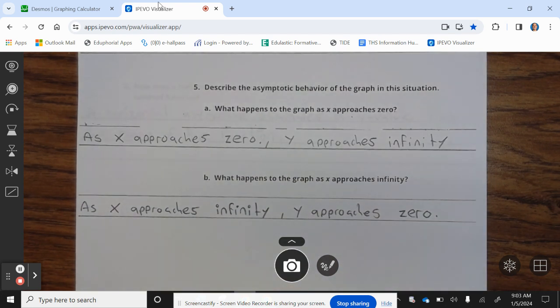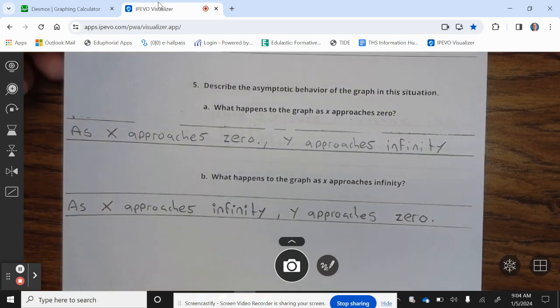5. Describe the asymptotic behavior of the graph in this situation. A. What happens to the graph as x approaches 0? As x approaches 0, y approaches infinity. B. What happens to the graph as x approaches infinity? As x approaches infinity, y approaches 0. Let's take a look at the next page.